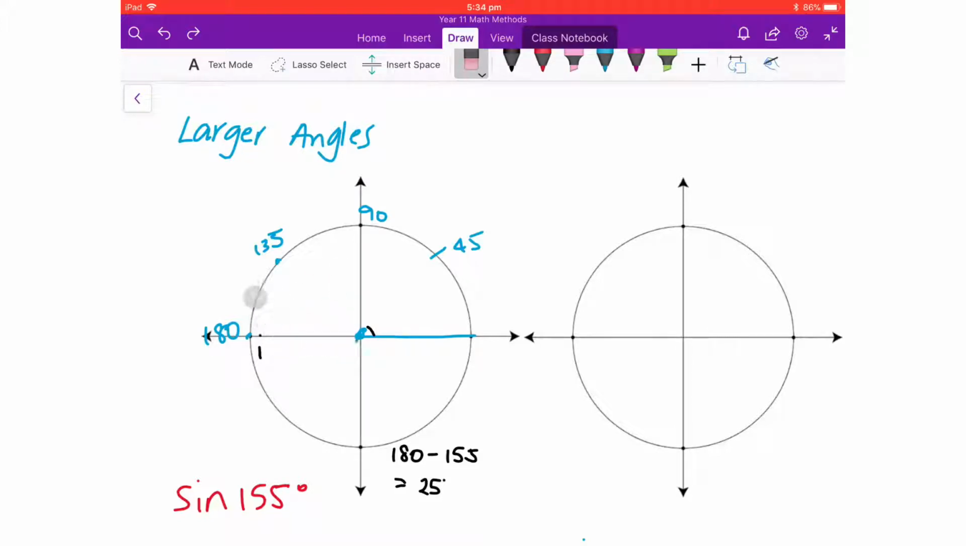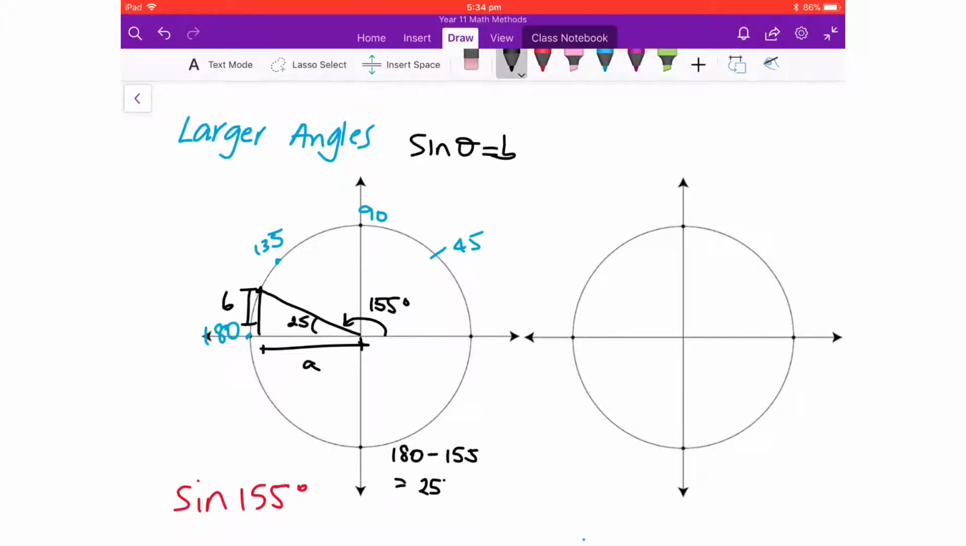So what we're going to do instead is that we've got our 155 line here. So this is 155. Instead, we're going to look at this angle of 25. And we're going to look at this length. This is our A, or the x-axis, and then our height, which is our B. So because we're looking at sine, remember, sine theta is equal to B, the height of our triangle. So referring actually to just this part here.